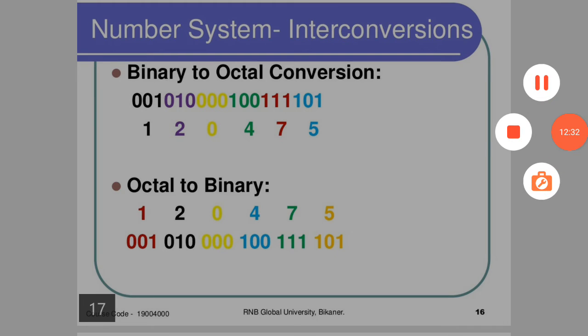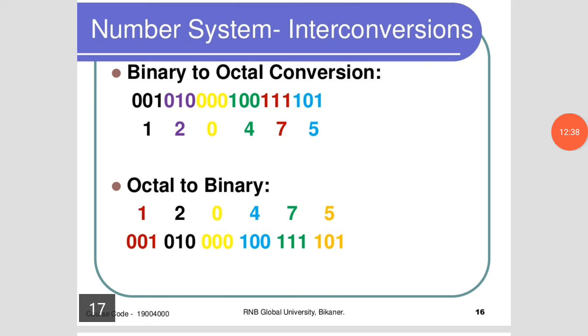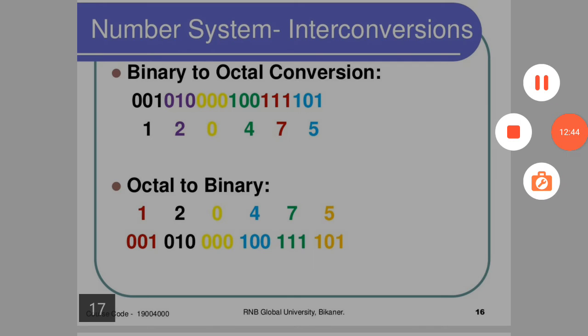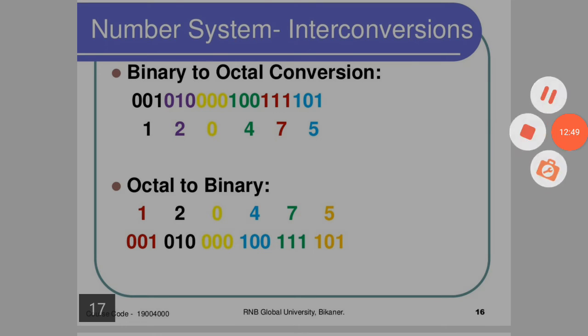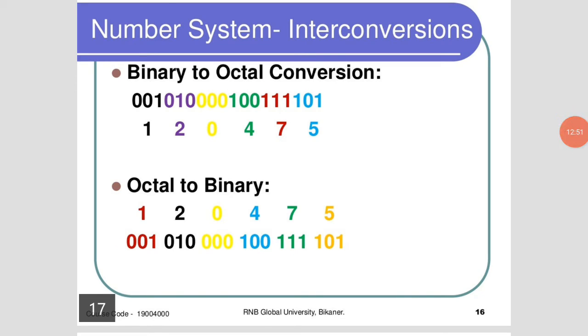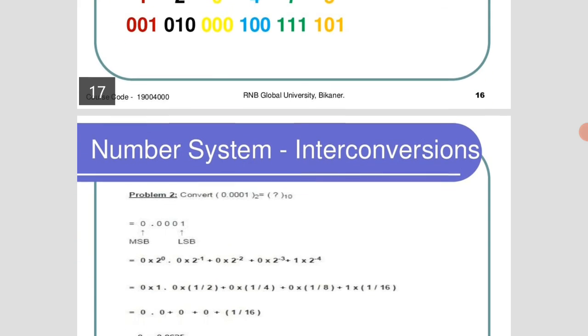The binary to octal conversion is 1 2 4 7 5, and the octal to binary conversion of 1 2 4 7 5 is 001 010 100 111 101. This is the octal to binary conversion.